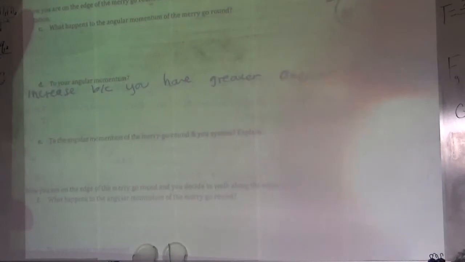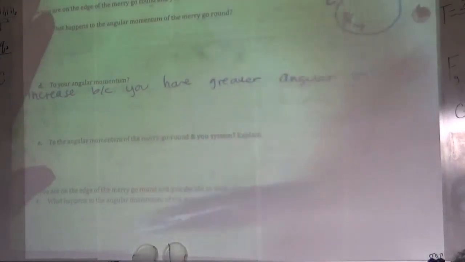If you're on the edge of the merry-go-round and you walk along the edge in the direction of the merry-go-round, so let's say it's going around counterclockwise and then you start to walk counterclockwise. I'm going to start with you because I think it's easier to think about this. If it's already going this way and you also walk in that direction, then you are going to be getting faster. So your angular momentum will increase because you have a greater angular velocity now, because your walking velocity is added to the angular velocity of the merry-go-round.